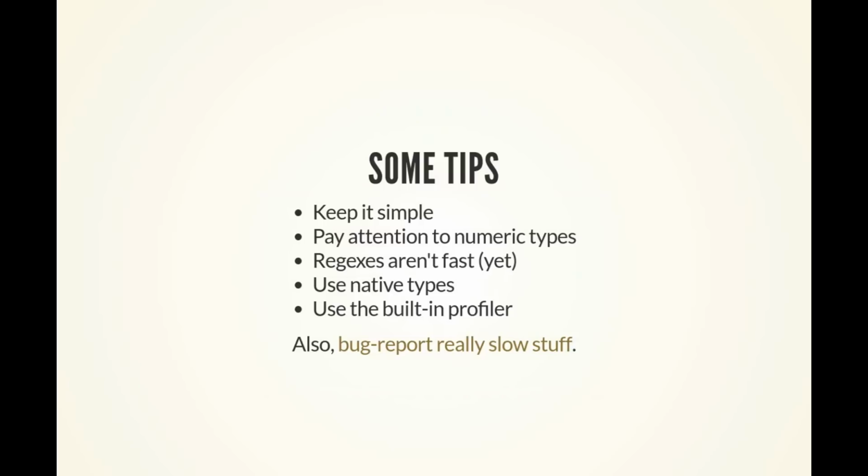Some tips to achieve that: keep your programs simple. Pay attention to numeric types. Try to avoid using regexes if you don't have to use them. Make use of native types, and also use the built-in profiler. And if you find something that is really slow, be sure to file a bug report so the core developers could take a look at it and see why it is slow.